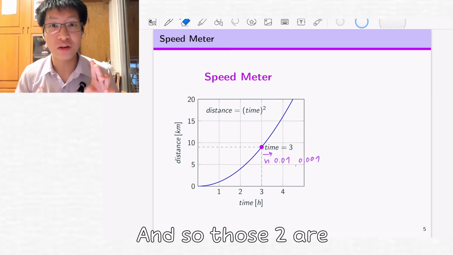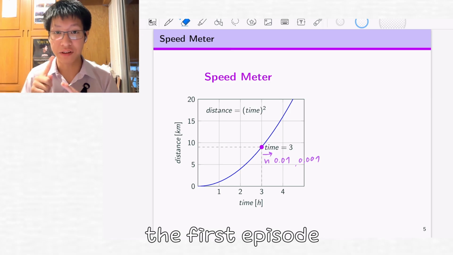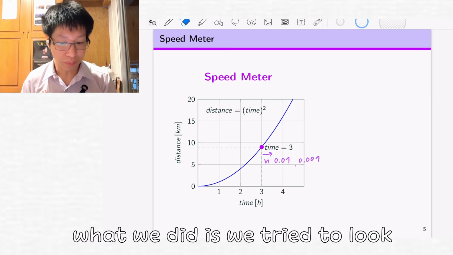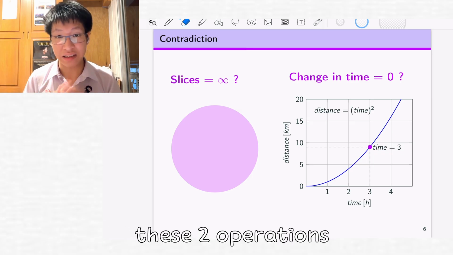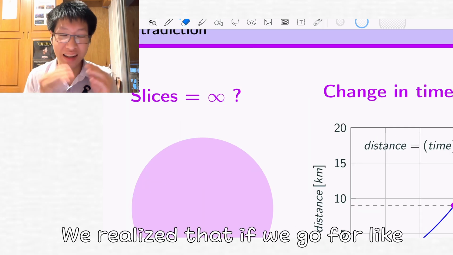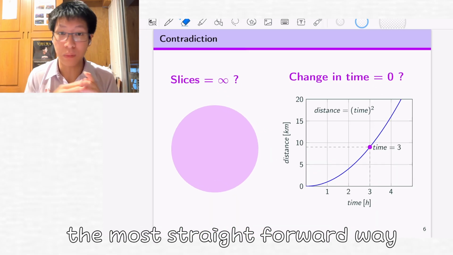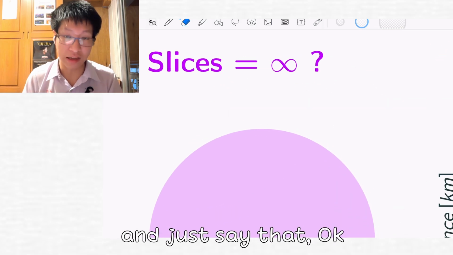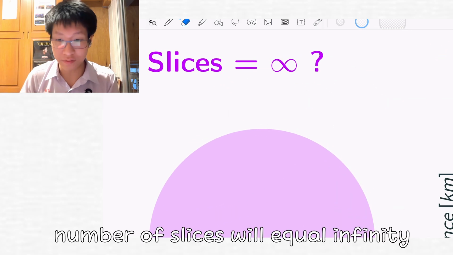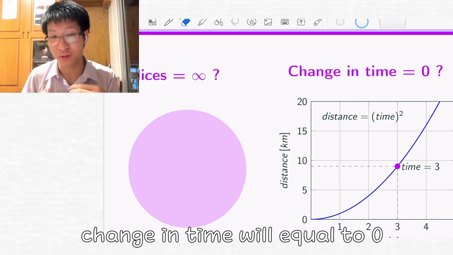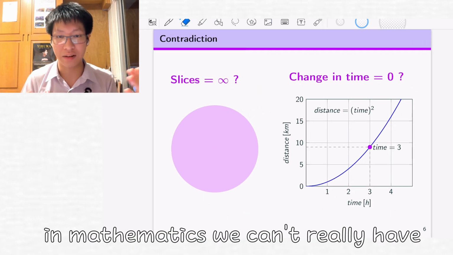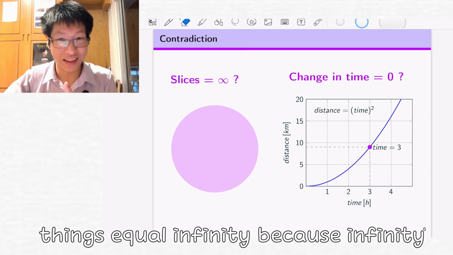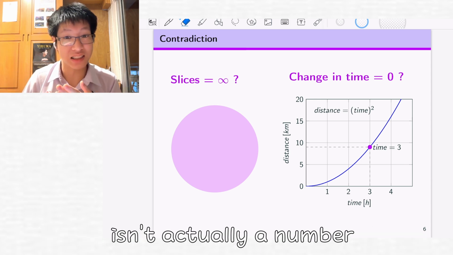And so those two are the main ideas that we covered on the first episode. And in the second episode, what we did is we tried to look at how we are going to define these two operations. We realized that if we go for the most straightforward way and just say that, okay, the number of slices n equals infinity, change in time equals 0 or something like that, we run into a contradiction, because in mathematics we can't really have things equal infinity, because infinity isn't actually a number.